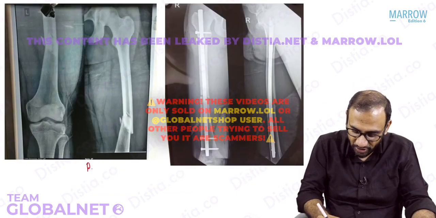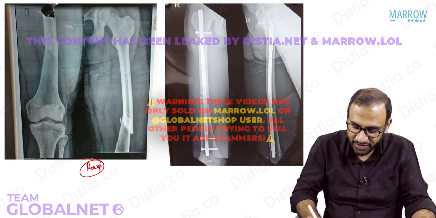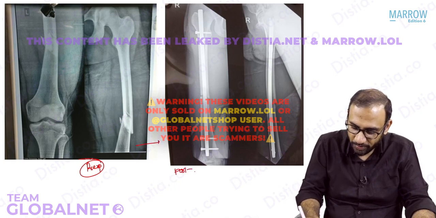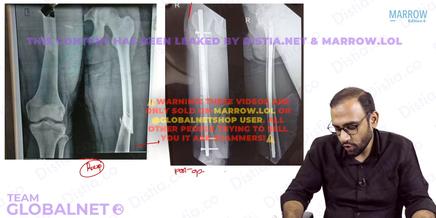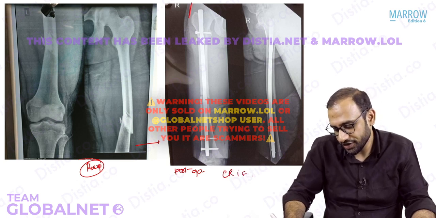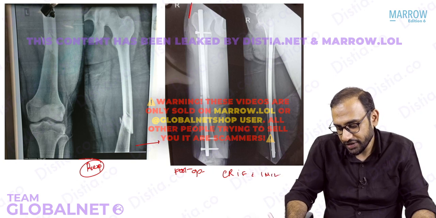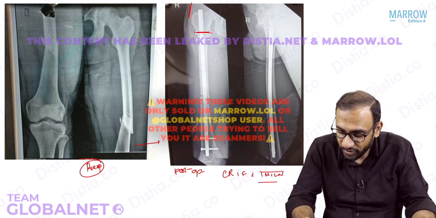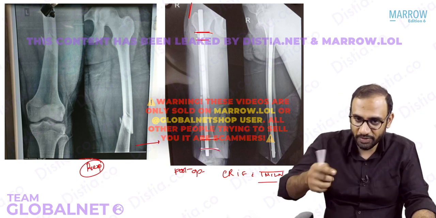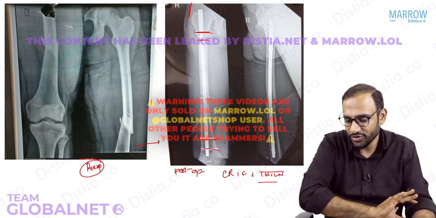Okay, so this is the pre-op or pre-operative image, and this is the post-op or the post-operative image where the incision is over here, and this is a closed reduction internal fixation with intramedullary interlocking nail or rod. And since it's interlocking, we are putting these screws here to interlock, preventing its rotation. Right, so that is what it is.